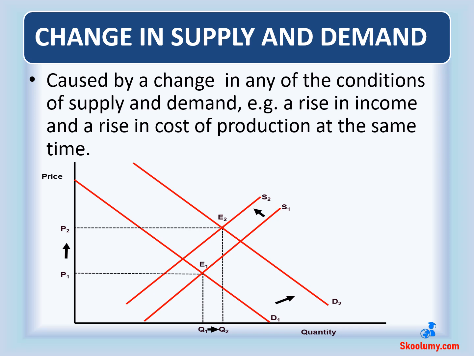A rise in income will increase demand and shift the demand curve rightwards, from D1 to D2. A rise in the cost of production will reduce supply and shift the supply curve to the left from S1 to S2. There will be a new equilibrium point, E2. The new equilibrium price, traced from E2, is P2, and the new equilibrium quantity is Q2. In this example, both the equilibrium price and equilibrium quantity increased.